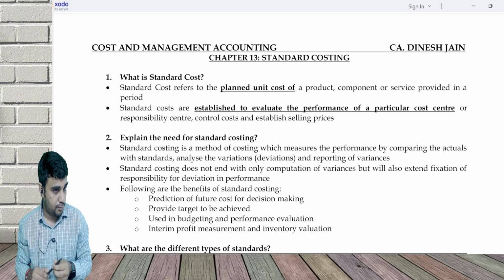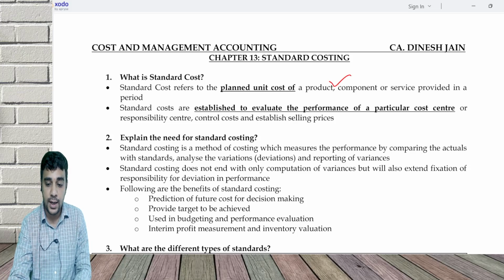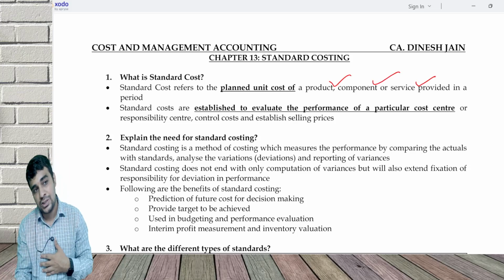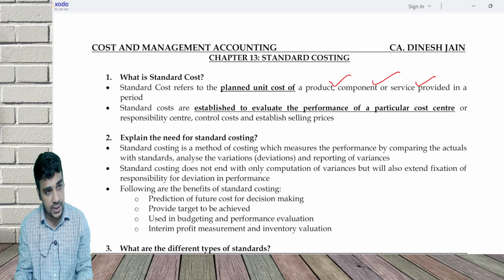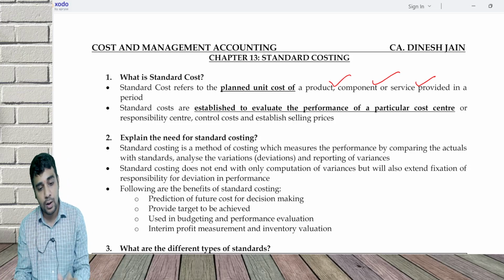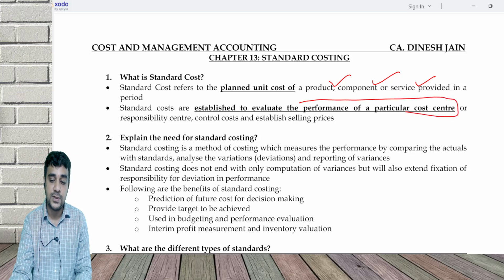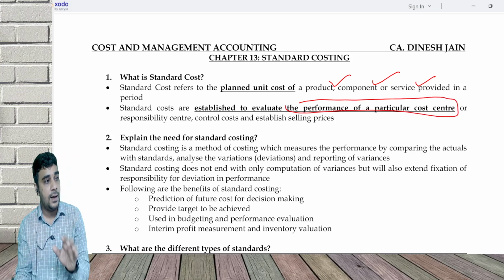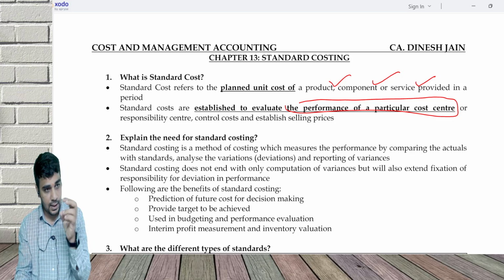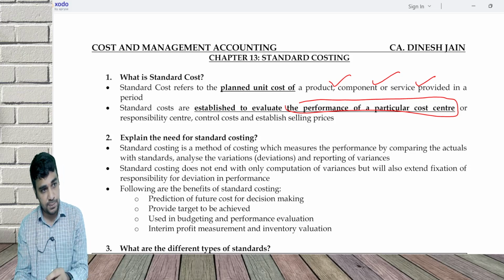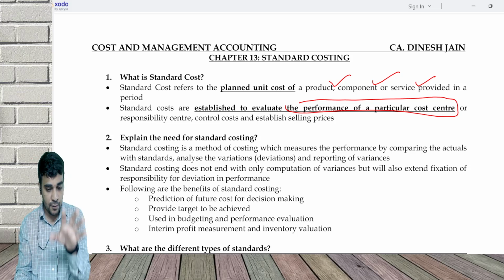Unit is per unit of a product, component, service. In case of Bharadwaj Institute, it is service. In case of manufacturing company, it is a product or a component. Standard costs are established to evaluate the performance of a cost center or a responsibility center. A responsibility center can be a cost center, can be a profit center, can be an investment center, can be a revenue center. For our problems, we have just focused on cost center.